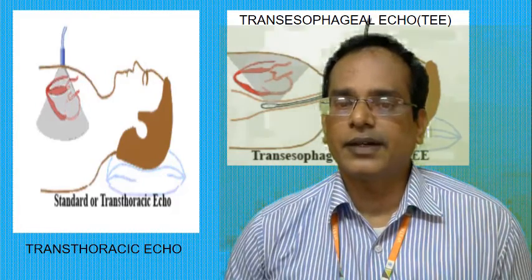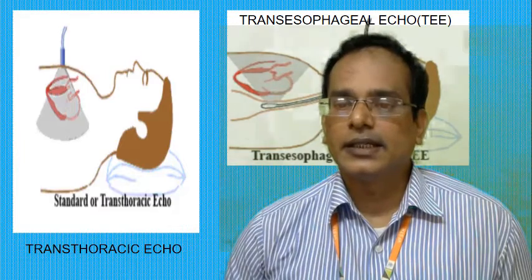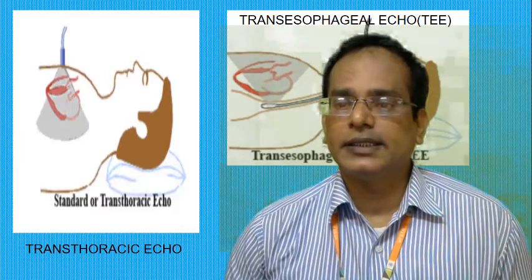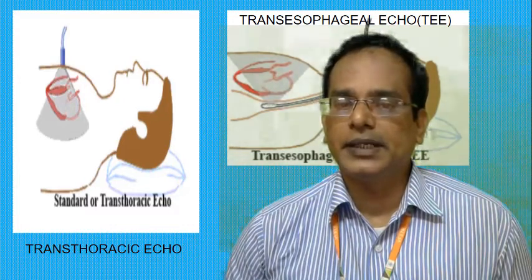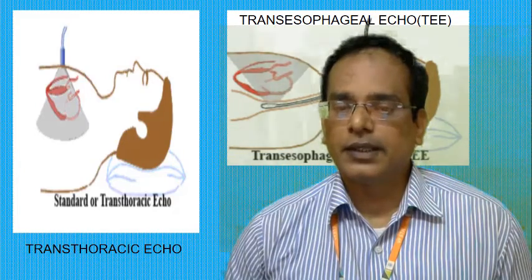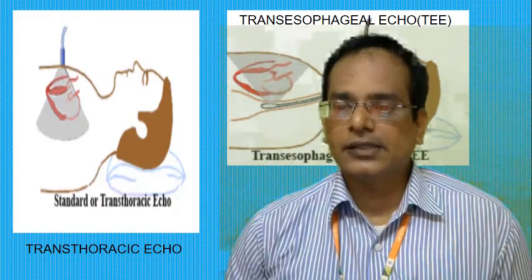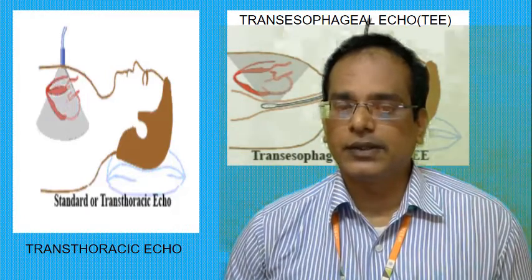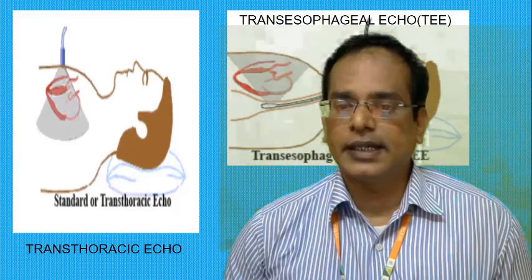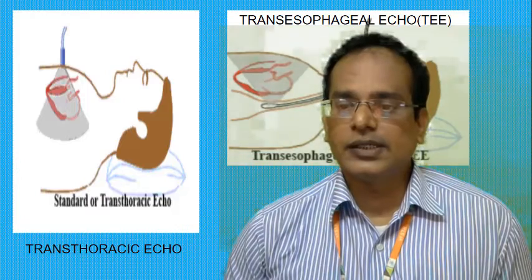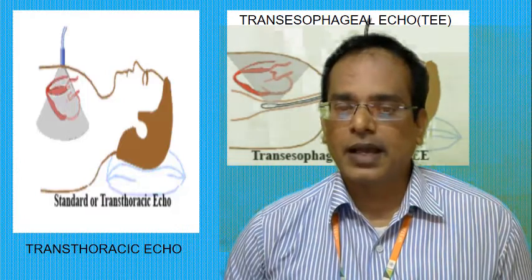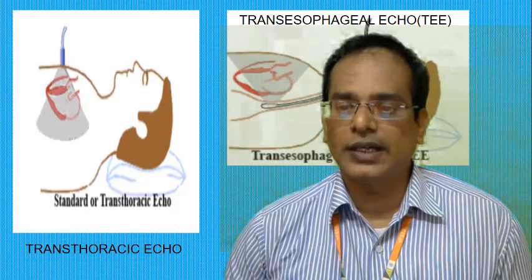The advantage of TEE over TTE is usually a clearer image, especially of structures that are difficult to view transthoracically, that is through the chest wall. Since the heart rests directly upon the esophagus, only millimeters are left for the ultrasound beam to travel. So this reduces the attenuation, that is the weakening of the ultrasound signal, which generates a strong return signal.